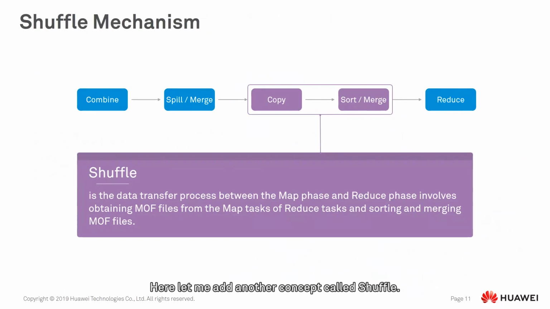Here, let me add another concept called shuffle. It's the data transfer process between the map task and the reduce task, which involves that reduce tasks copy MOF files from the map tasks and then sort and merge MOF files.